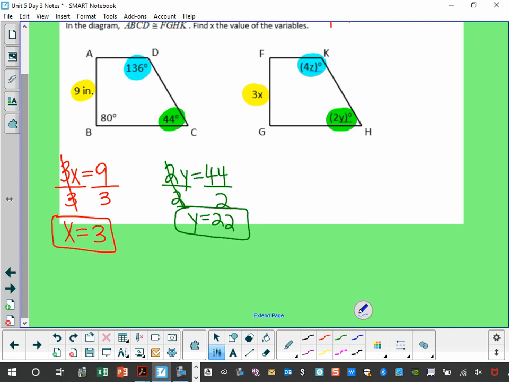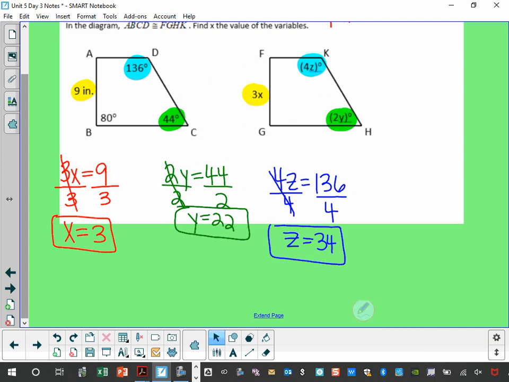The last one, z, is 4z is going to be equal to what? 136. Someone divide this for me. Tell me what z equals. 136 divided by 4. 34. So far, so good?